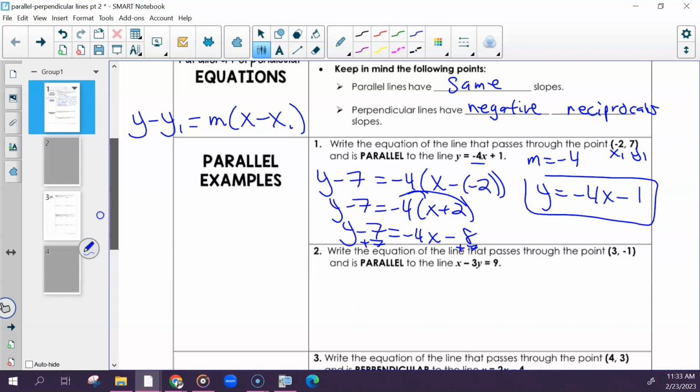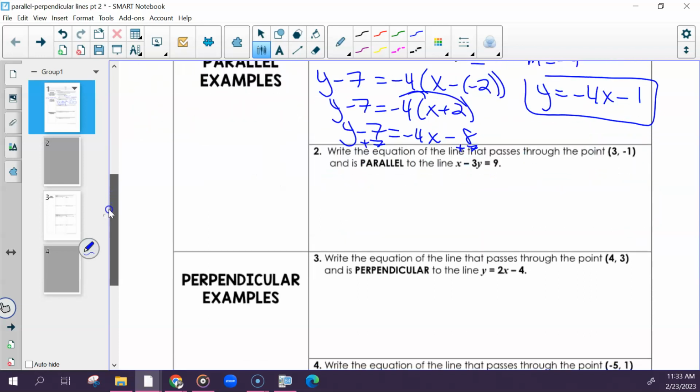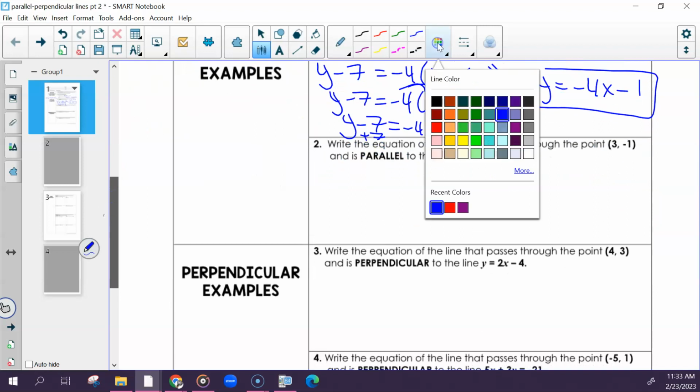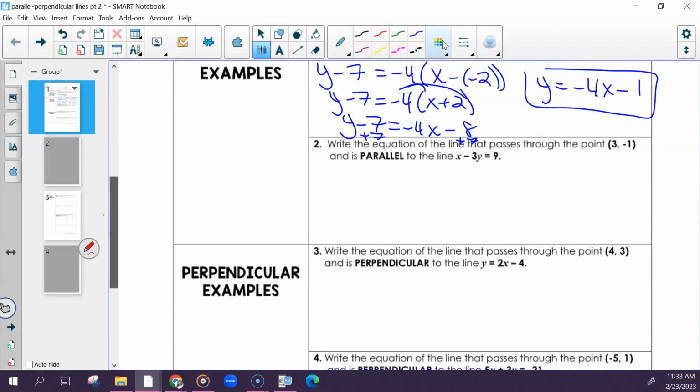Let's try example 2. Example 2 is a little different because the equation is not already solved for you. So we have to do that first and then do the rest of this process. I'm going to do this off to the side. Get this back in slope intercept form before you do anything else.